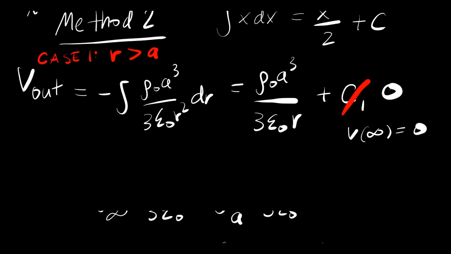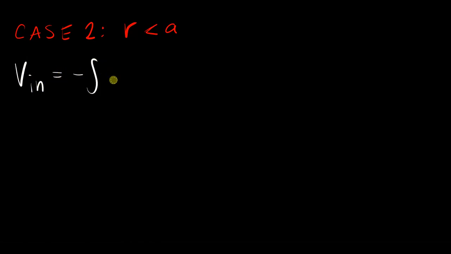And now for the second case, you'll also notice that our answer for the first case is actually exactly the same as how we got it for method 2. Now, this is where you'll see the major difference. To find the potential inside, we're going to use just one integral for now, an indefinite integral, and we're going to plug in the electric field inside the sphere there.